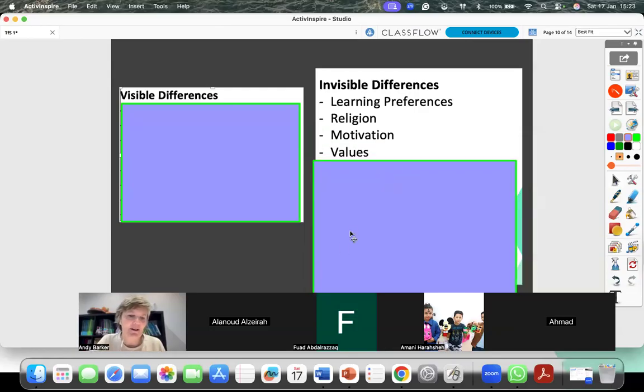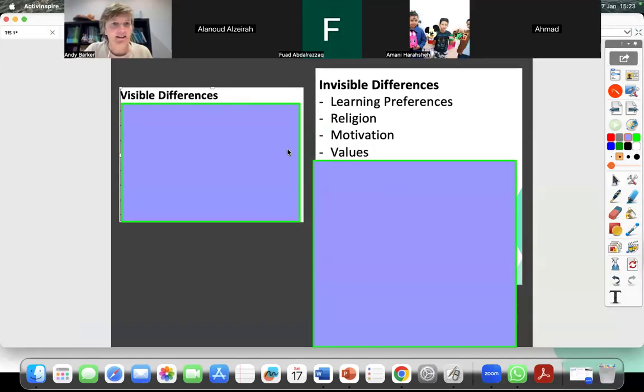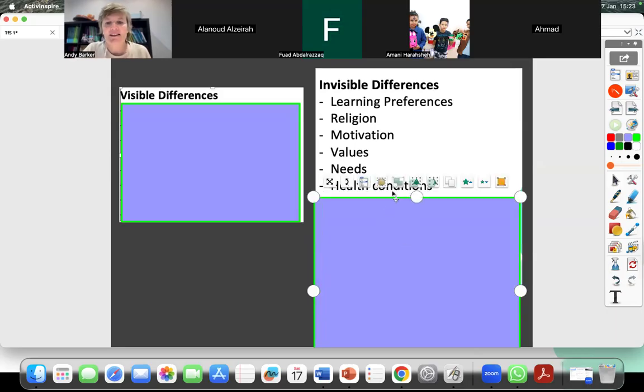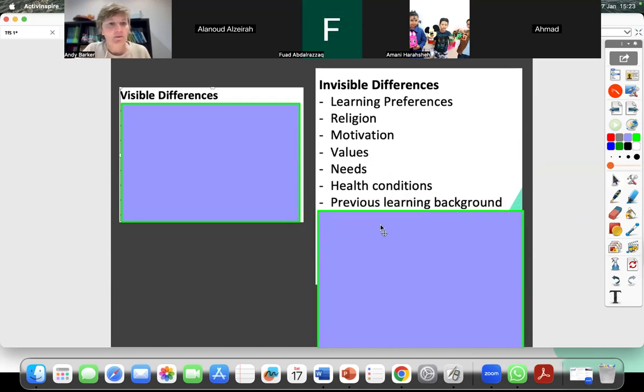Values, okay, also values is a big one. I think values of children change over the generations, and we have to try to adapt to that and remind them of what values are. Okay, but values could be to do with their background as well, I suppose, right? Needs. Okay, it could be their emotional needs, learning needs. Okay. Health conditions. So things that we can't really see, but it is almost physical. Previous learning background. You did mention that.